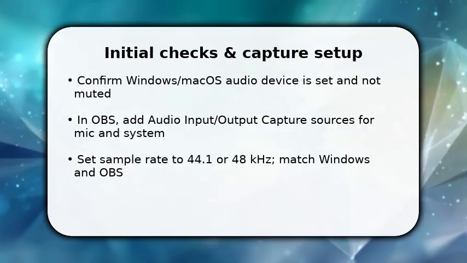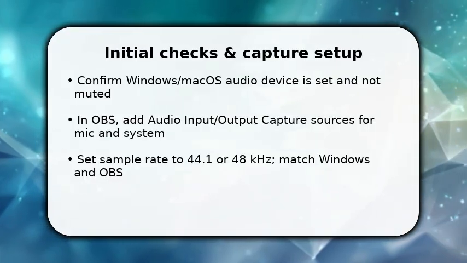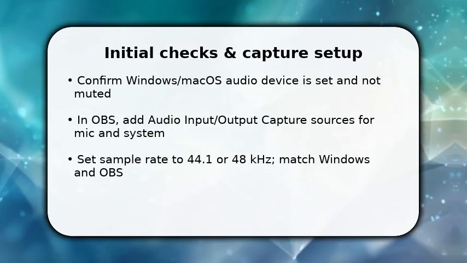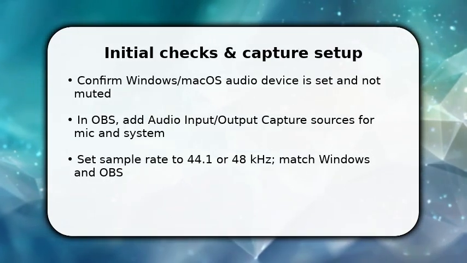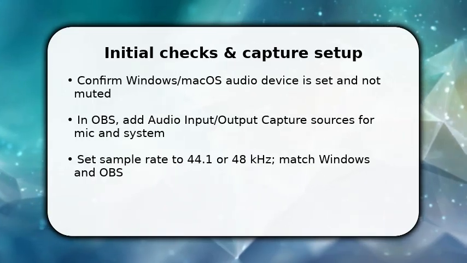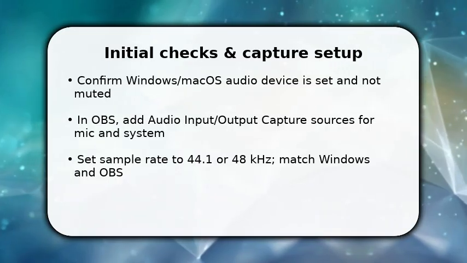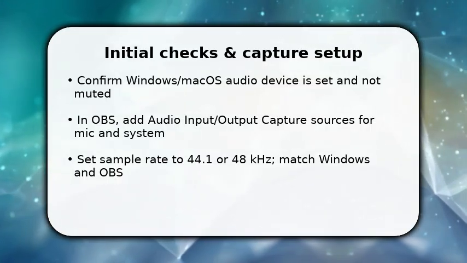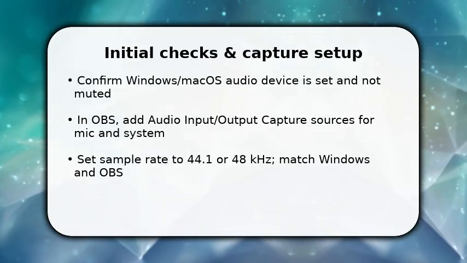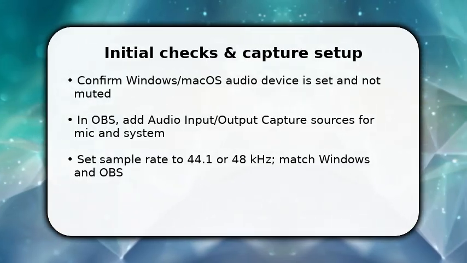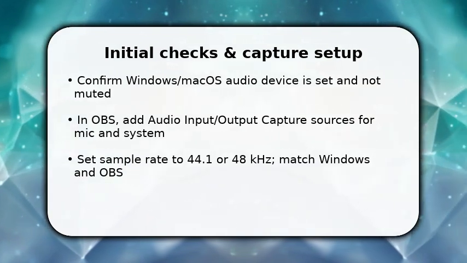You start by verifying system audio so OBS has a clean signal. Open sound settings, pick the correct device, and make sure it isn't muted or used exclusively by another app. In OBS, add audio input capture for your microphone and audio output capture for system sound, selecting the exact device names. Once done, check OBS audio settings and set the sample rate to 44.1 or 48 kHz so Windows and OBS match. Mismatches cause drift or silence.